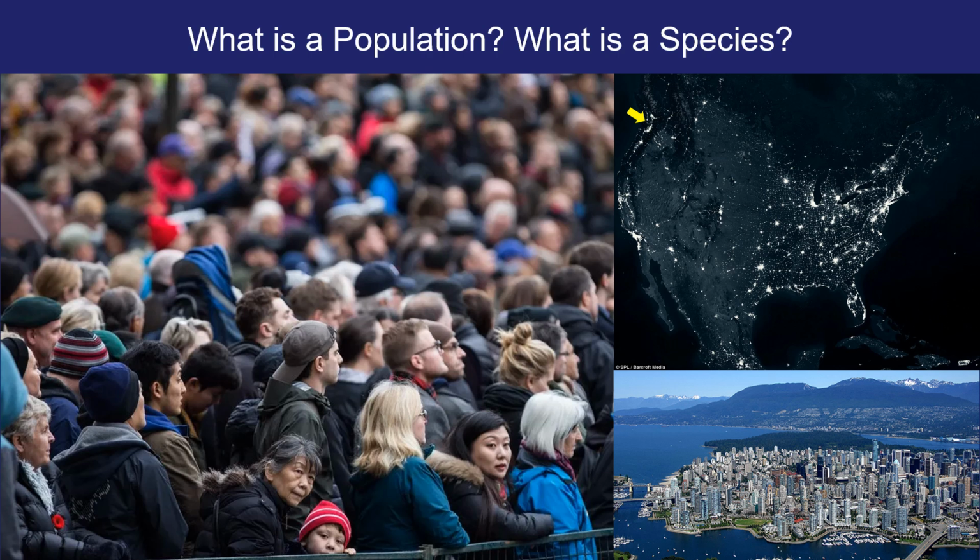A species, by the most common definition, can't interbreed with another population of a different species. So for instance, humans and orangutans cannot interbreed and produce offspring. That's how we know they're two different species.